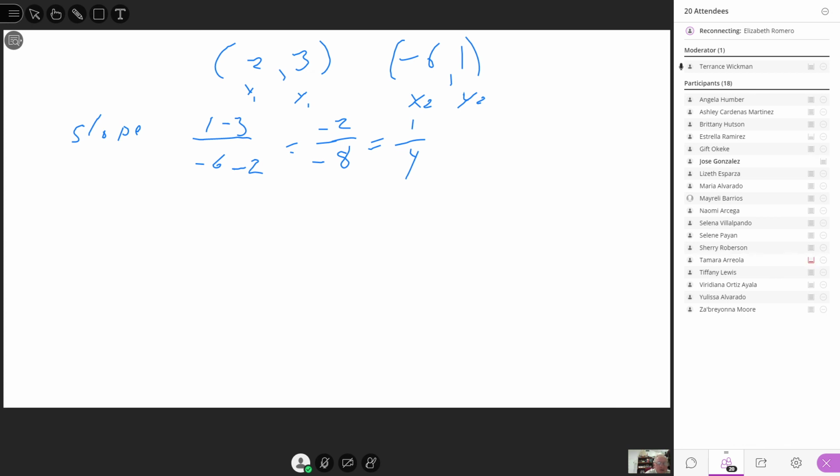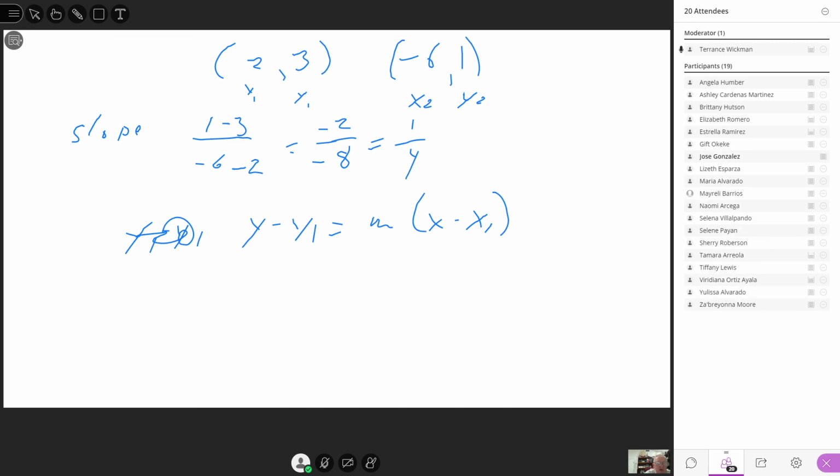So now we have the equation y minus y1 equals the slope times x minus x1. So we can plug it in. Let's pick the smallest one. Let's use this number. We're going to use our x1, y1. So we have y minus 3 equals 1/4, our slope, times x minus 2.